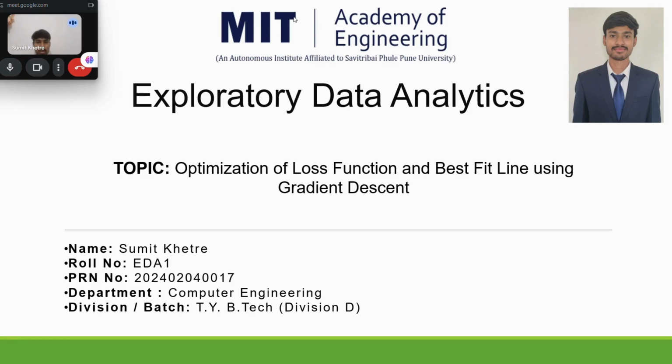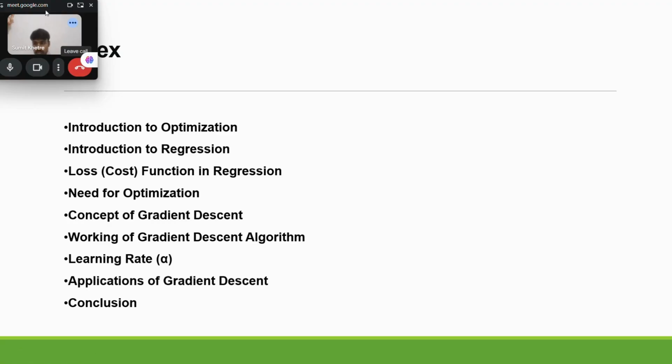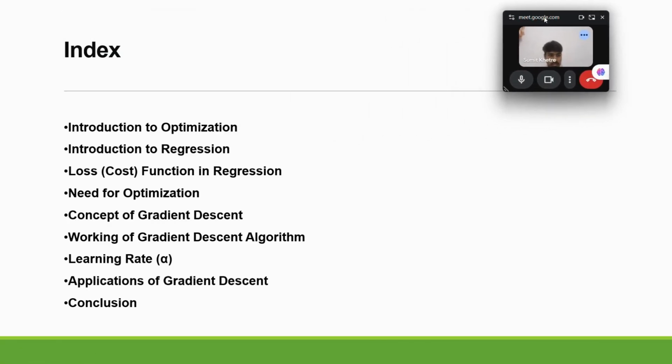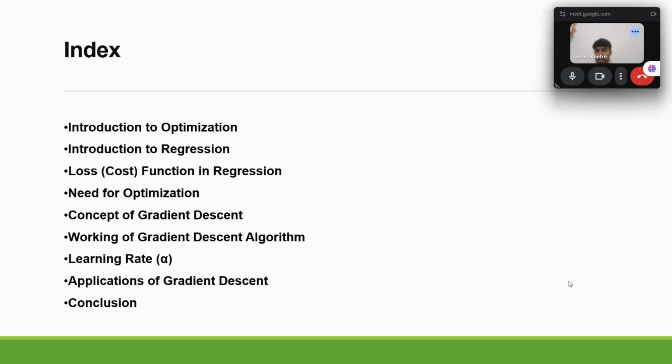Today, under the subject Exploratory Data Analytics, we are going to see the topic optimization of loss function and best fit line using gradient descent. In the index part, we are going to see introduction to optimization, introduction to regression, loss cost function in regression, need for optimization, concept of gradient descent, working of gradient descent algorithm, learning rate, applications of gradient descent, and in the final one, we will see the conclusion.